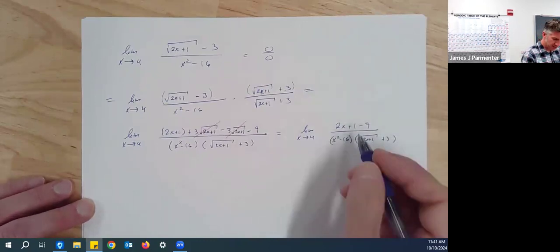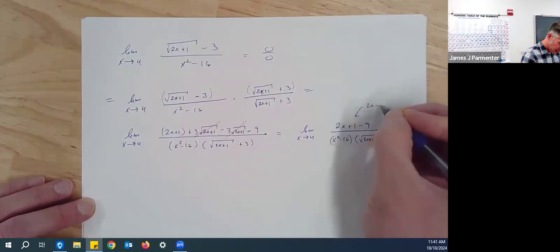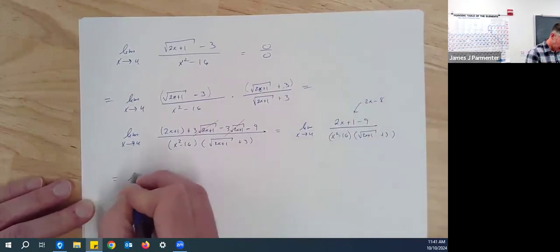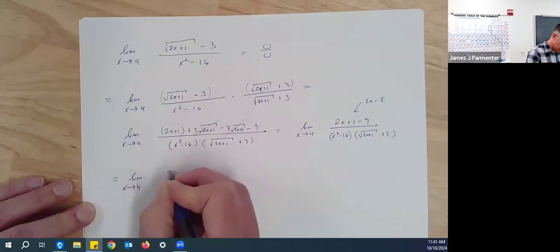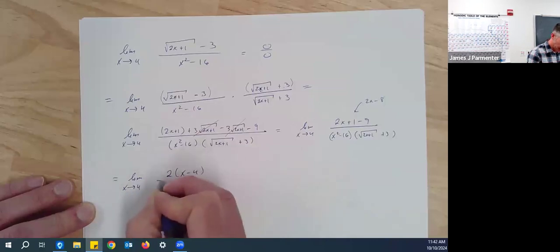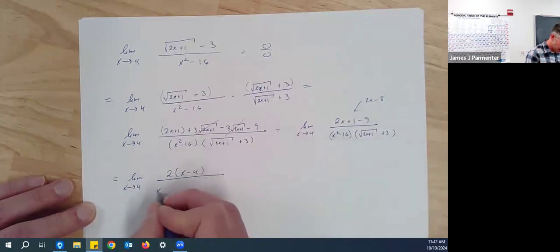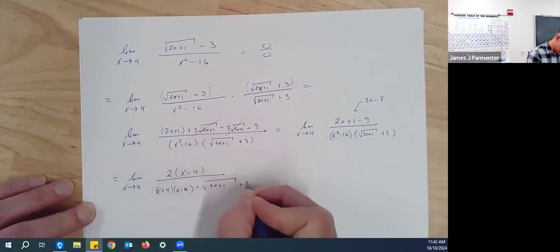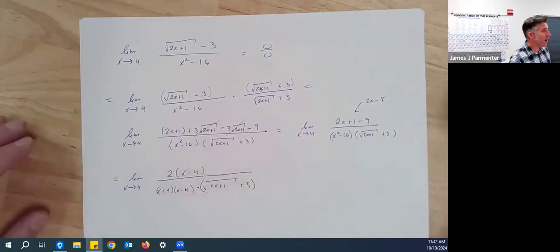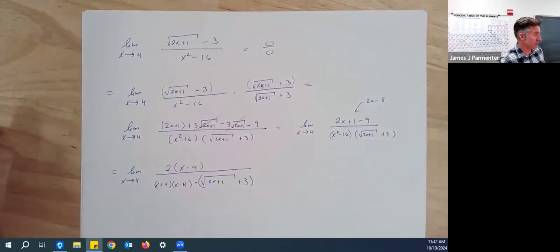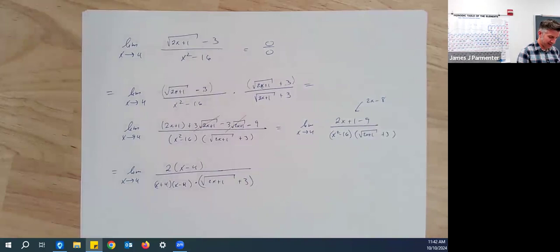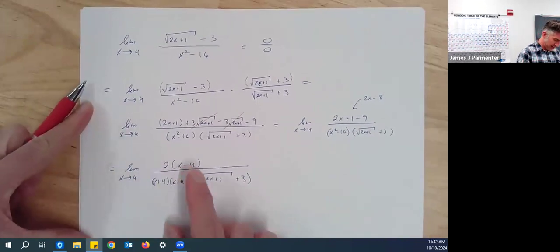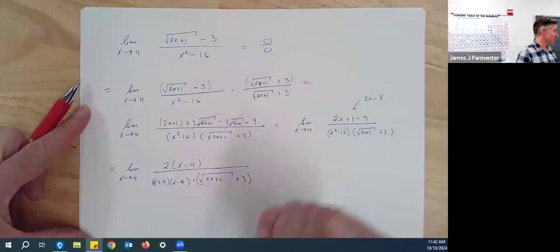And then we're going to simplify the top. That's 2x minus 8 on top. And then we're going to factor out the 2 on top, and we're going to get the limit as x approaches 4 of 2 times x minus 4 on top, and I'll factor the x squared minus 16 as x plus 4 times x minus 4 on the bottom, and then still times the square root of 2x plus 1 plus 3 in parentheses. And now I can finally cancel the thing that I said I wanted to cancel. I want those x minus 4s to cancel, because right now, if I still were to plug in x equal to 4, I would get 2 times 0 on top over 8 times 0 times something on the bottom, and I'd still have 0 over 0.